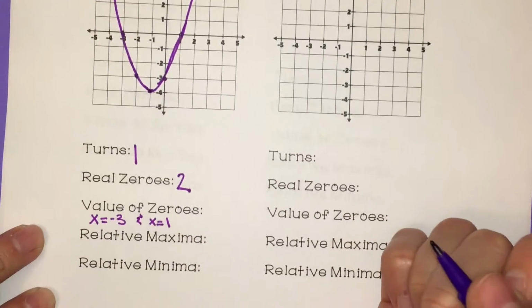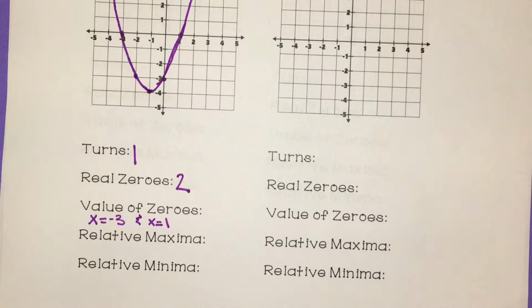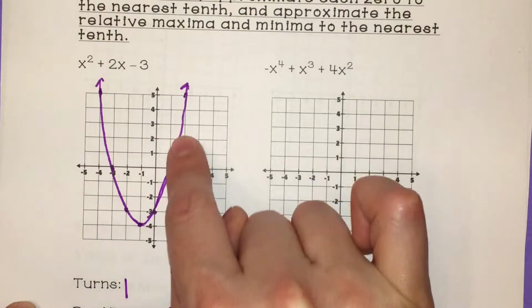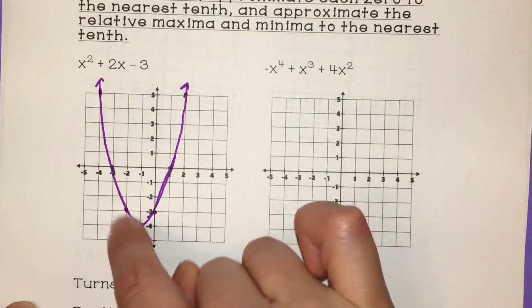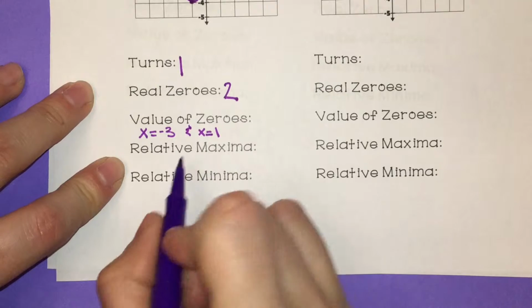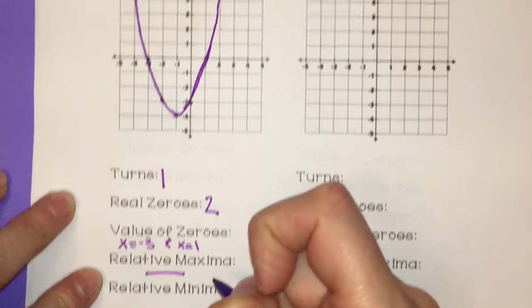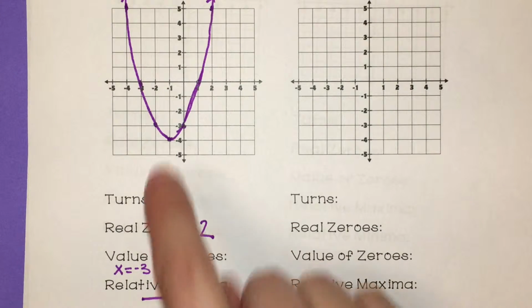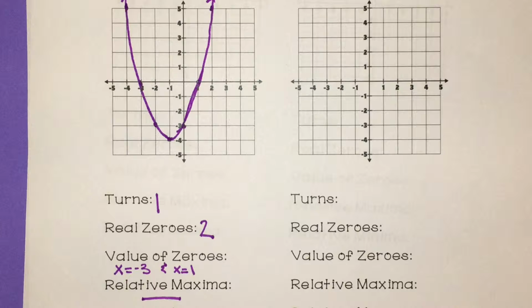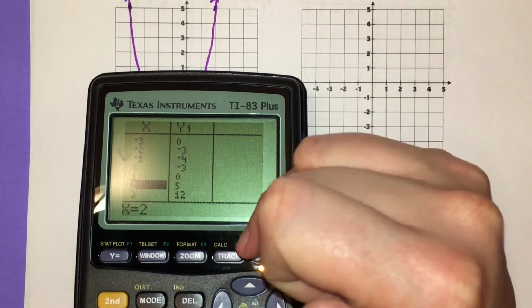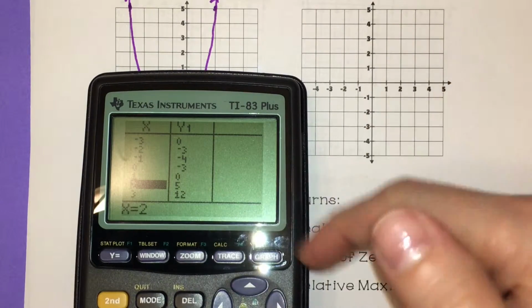Okay, so now I need to look at relative maxima and relative minima. Well, I don't have a relative maxima because I don't have any curves up, but I do have a relative minima down here. So I'm just going to put just a line through it. So I know there's no relative maxima. The relative minima, you can kind of guess the coordinates, but I want you to try to approximate to the nearest tenth.